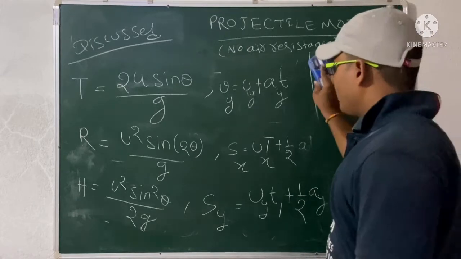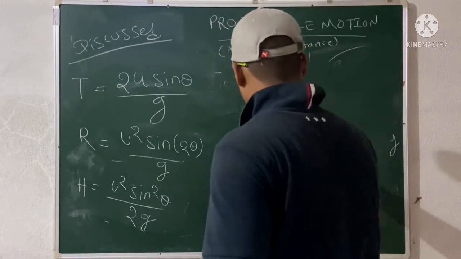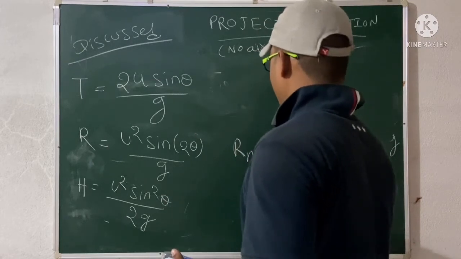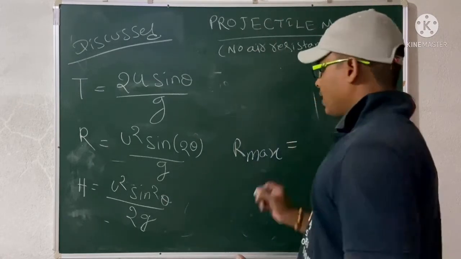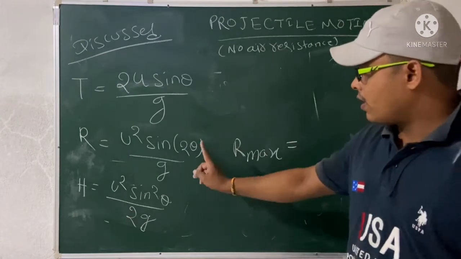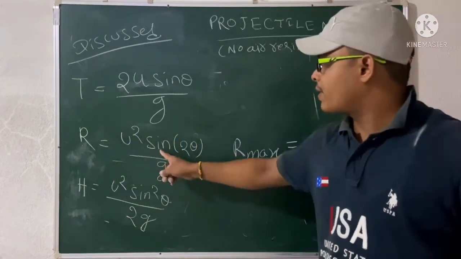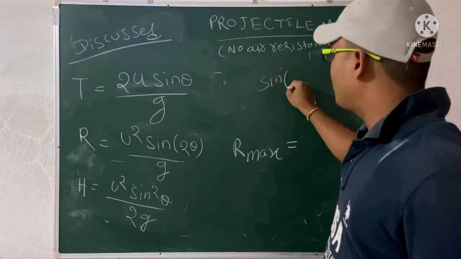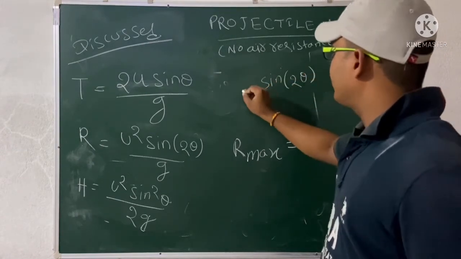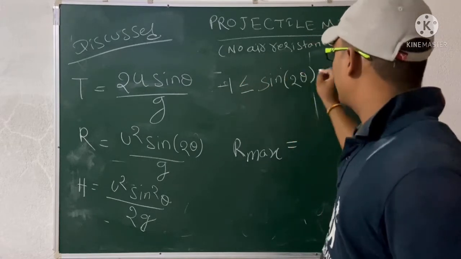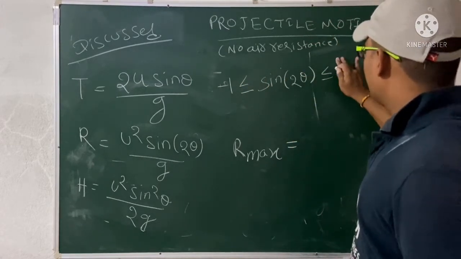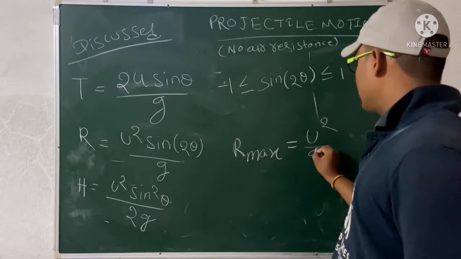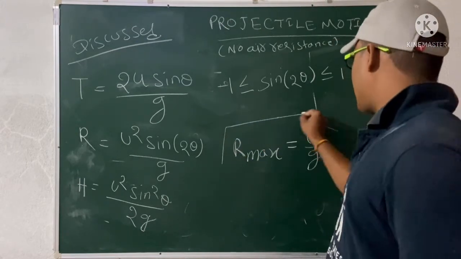Okay, one important thing: what is the R maximum? Remember, R will be maximum if sin 2 theta is maximum. So what is the maximum value of sin theta? We know that the range of sin theta starts from -1 and ends at 1, okay. So what is the R maximum? The R maximum is equal to U square by g. Remember, this is R maximum.